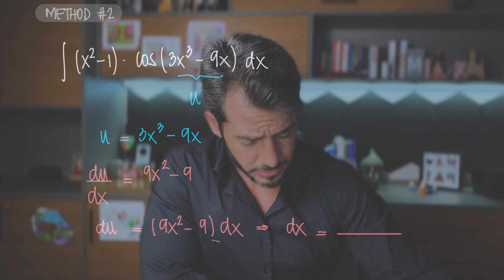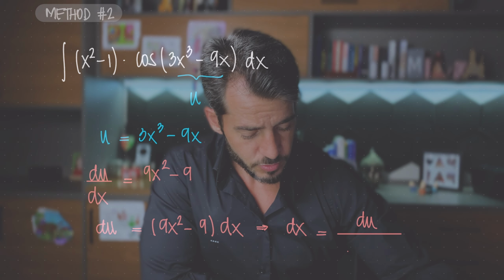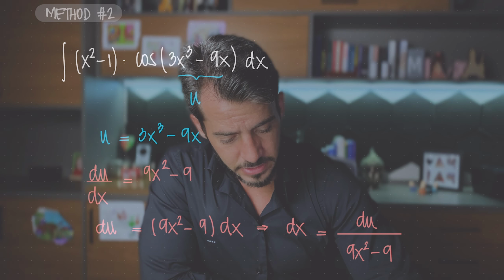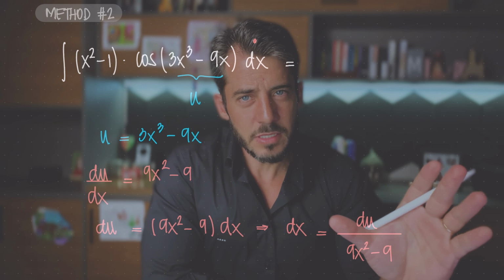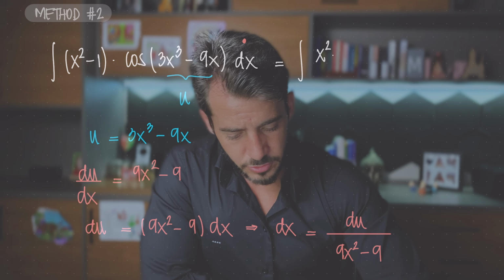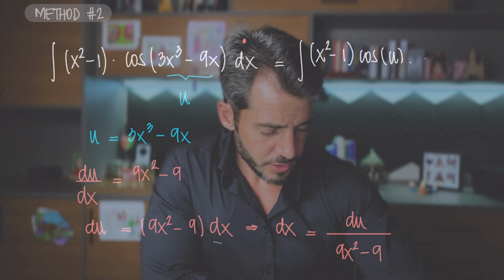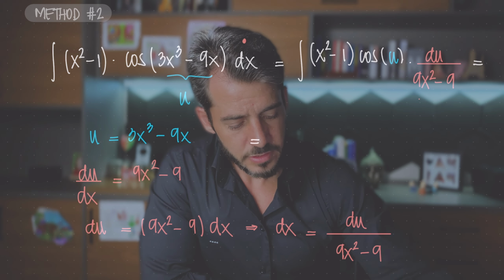You will rewrite your dx as du over 9x squared minus 9, and you replace it over here. As you see, in a few steps, you get to the same place. So both of these methods work. So you have the integral of x squared minus 1 cosine of u, and then you multiply that by du over 9x squared minus 9.